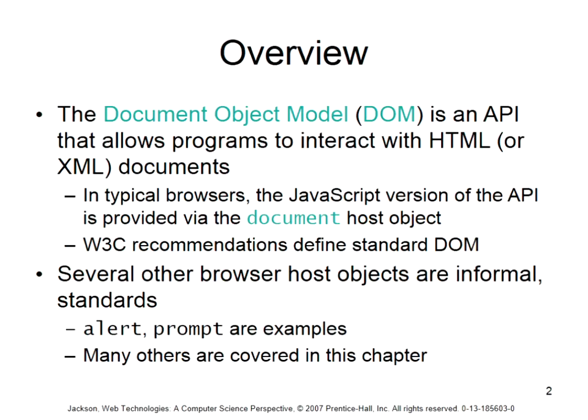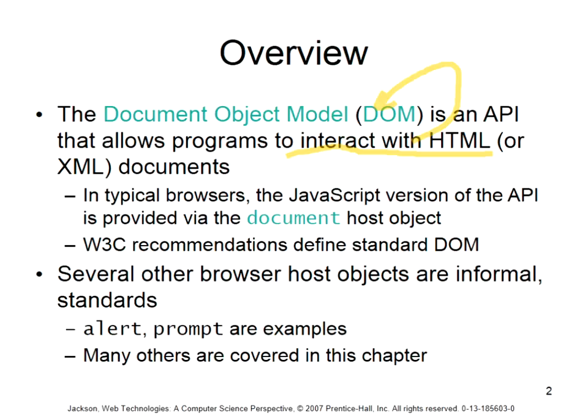So the DOM is the abbreviation of Document Object Model. It's an API that allows programs to interact with HTML or XML documents. So here it will be an interaction. Interaction with HTML or XML document. So DOM gives us the possibility of this interaction.